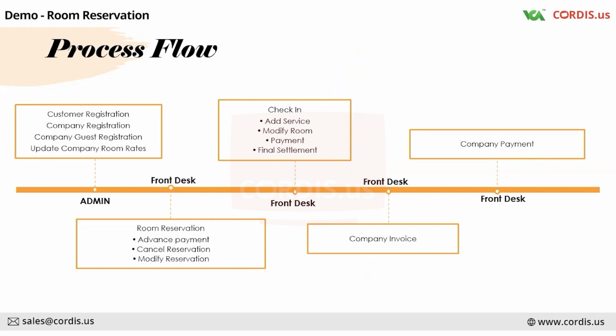Now, all the companies that want to have a reservation in the hotel, the guest from the company, all these tasks have been performed by the admin. So they first register the customer in the system, they register the company. If there are any company guests, they register that. Now, for each company, they have some fixed rate. So the admin can also update the company room rates there.